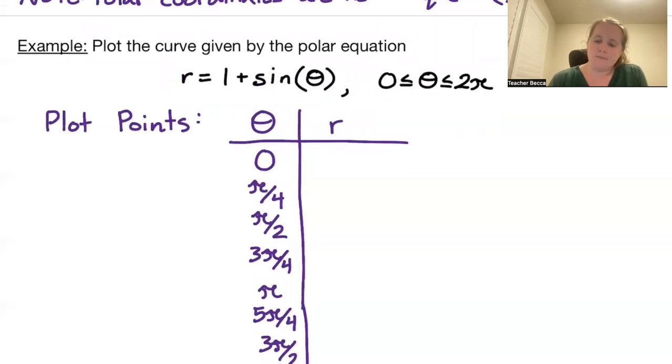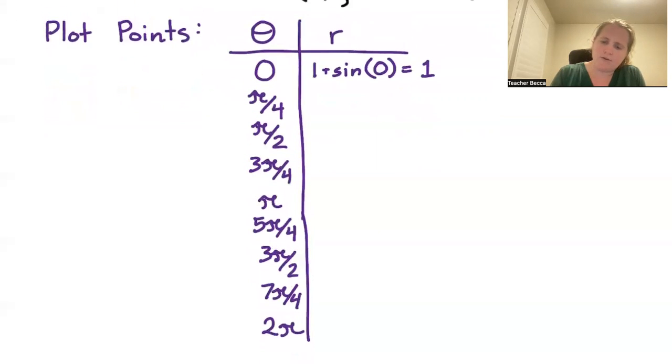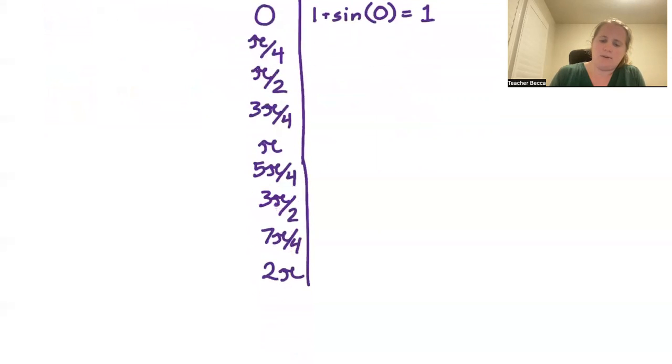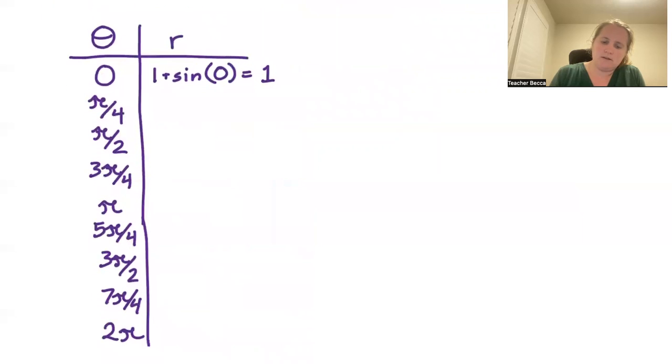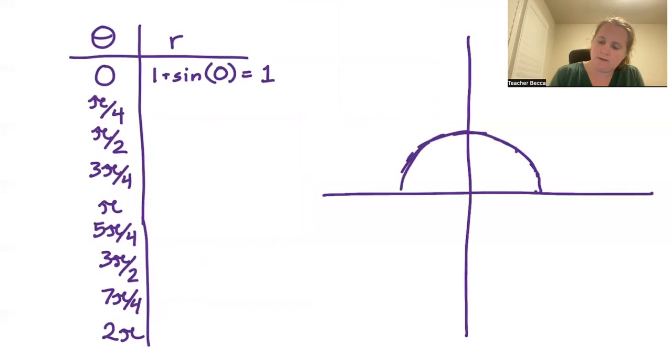So if theta is 0, then 1 plus sine of 0 is 1. So at angle 0, our radius is 1. Let me shift this entire thing over to the side and we can just draw a graph on the right. 1 plus sine of theta can never be bigger than 2, so I know the farthest out I'm going to have to go is radius 2. So I'll just draw 2 circles, radius 1 and radius 2.